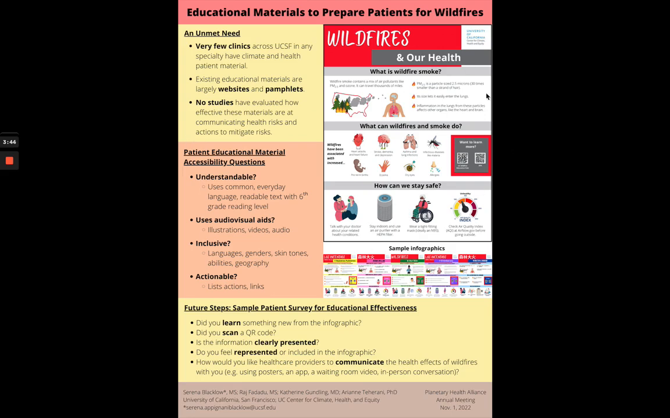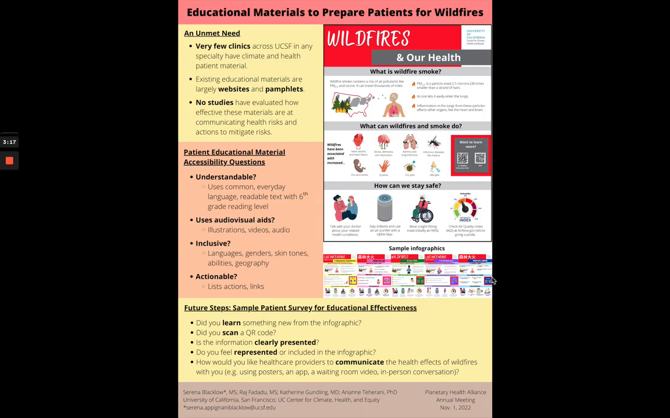Here on the right is an example of a general infographic that we made that could be posted in a primary care clinic, for example. It's divided into 3 sections. What is wildfire smoke? What can the smoke do, or how does it affect a certain organ, and then how can we stay safe? So we did a primary literature search to come up with what to put in the content, and then we also organized it by organ system.